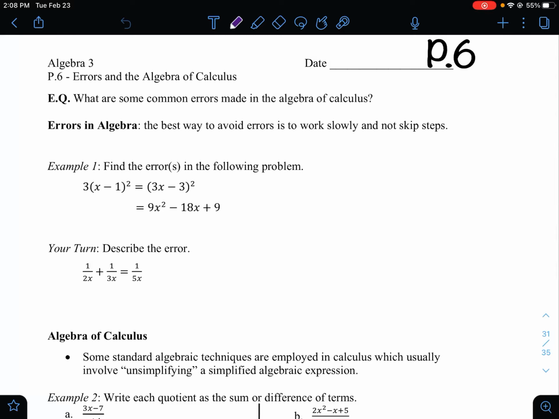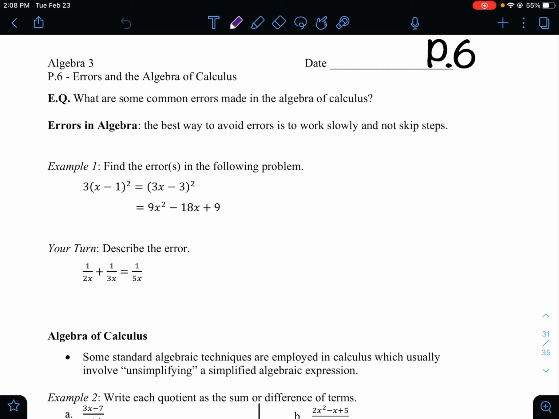Today's section is P.6, and it's the errors in the algebra of calculus. All right, so we're just going to be looking at a lot of errors today and trying to find out what the mistakes are, and then also working a little bit backwards than what we're typically doing, because we'll see that it does come in handy once you get to calculus.